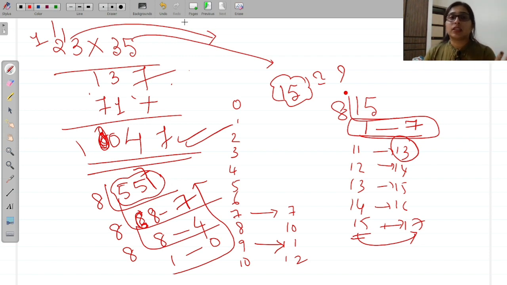So we have also seen the conversion of binary to octal. We also have seen conversion of octal to binary. So this is all about the octal system.